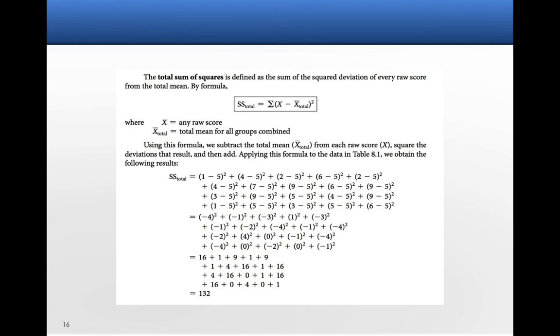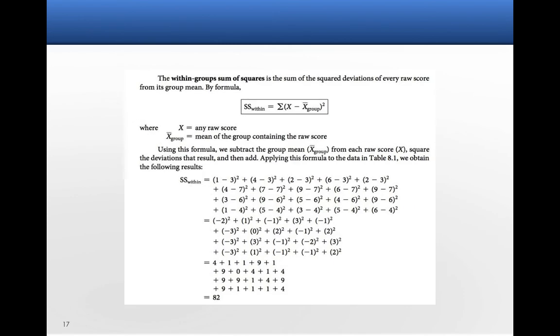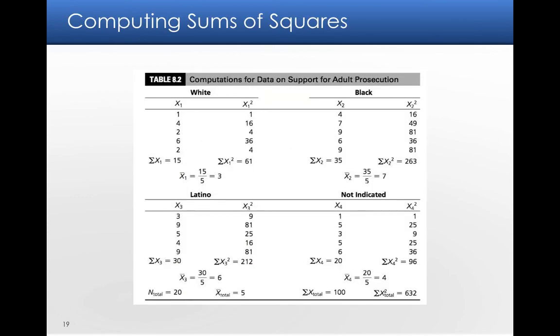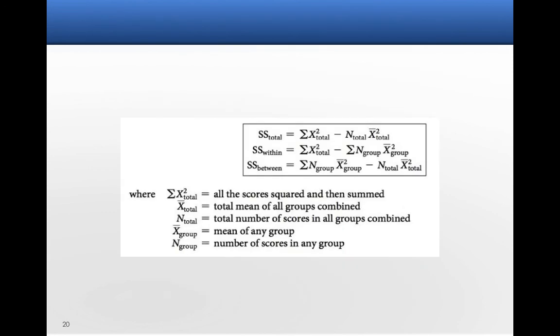Using that formula, you can see that we subtract the total mean from each raw score, square the deviations, and then add them. That's the thing we just looked at. Here it's done out for us, again and again. Take a minute to look at these PowerPoints and read through them, because we're just skipping through them. Here are our computations, the math done out for us.